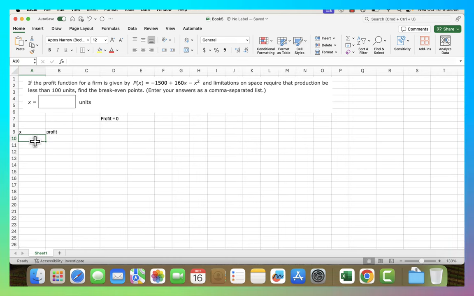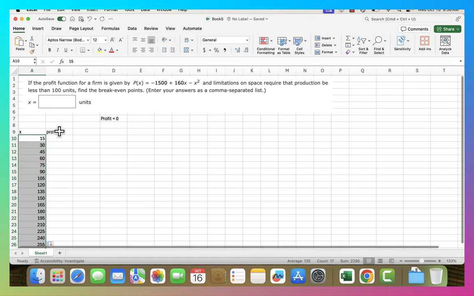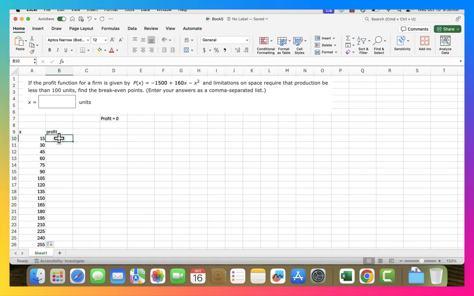To get a sense for where to start, should I count 1, 2, 3, 4, or 10, 20, 30, 40, or 1,000, 2,000? You can kind of look at the size of the numbers up in your graph. So 160 and 1500. I probably don't want to do 1, 2, 3, 4. I'm going to count by 15s and go up to about 300, 200. I can always add on later if I need to.